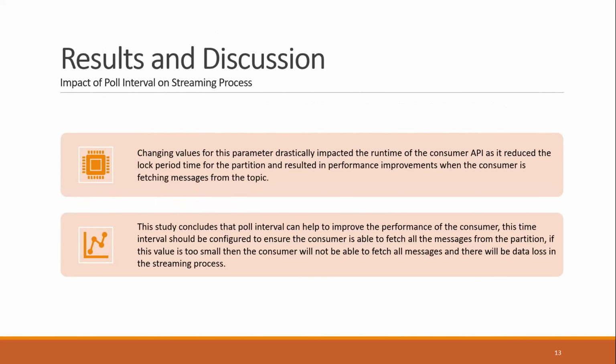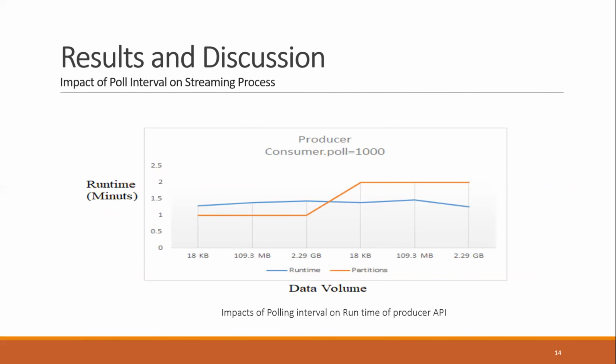When we talk about results, changing the polling interval drastically improves the performance. The study also concludes that the poll interval can help to improve the performance, but we should be very careful in setting its value, because if we reduce it to be very low, it will stop retrieving the messages. So a very careful and cautious decision needs to be made for the polling interval. These are some of the graphs that I put in for the impacts of the polling interval.